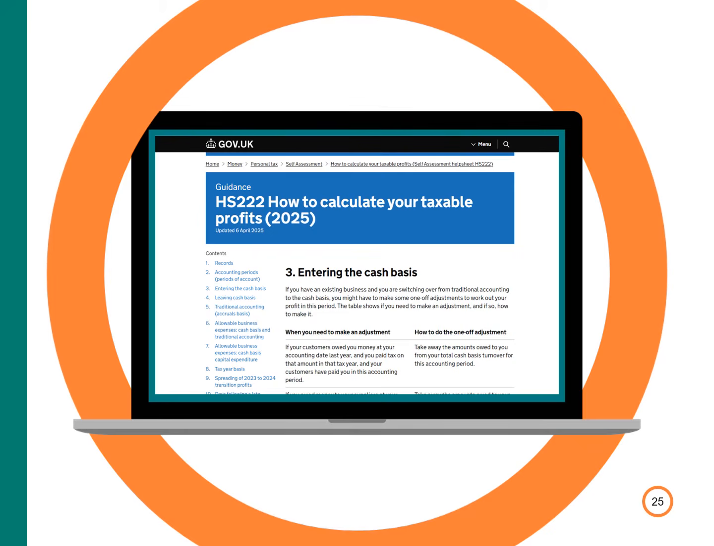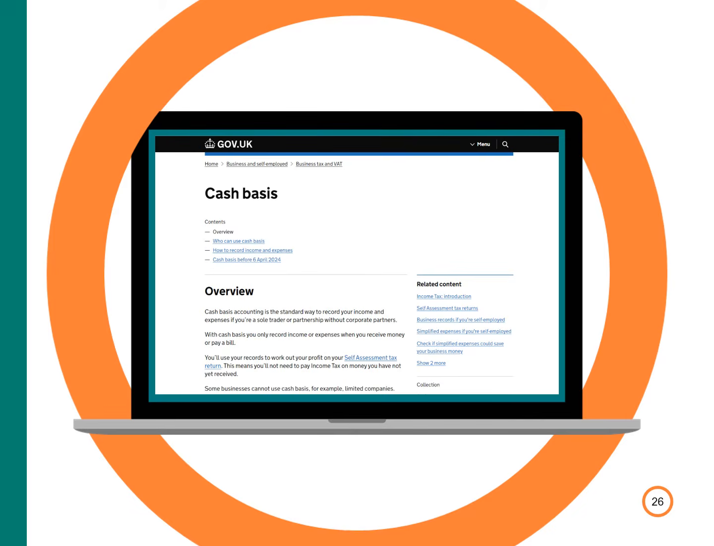If you move from one accounting method to another, so from traditional accounting to cash basis, you may need to make a transitional adjustment. You can find out more about these adjustments on Help Sheet HS 222, How to Calculate Your Taxable Profits, which you can find on gov.uk. You can also find more about the new rules for using cash basis by searching cash basis on gov.uk.